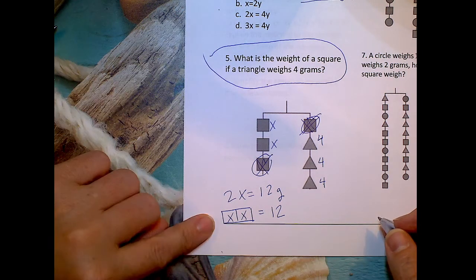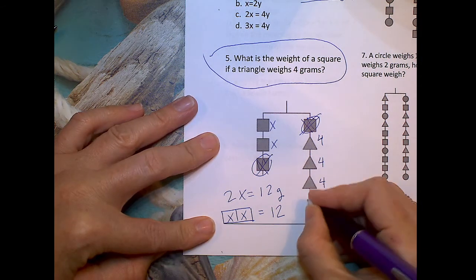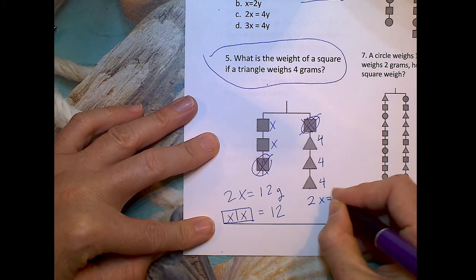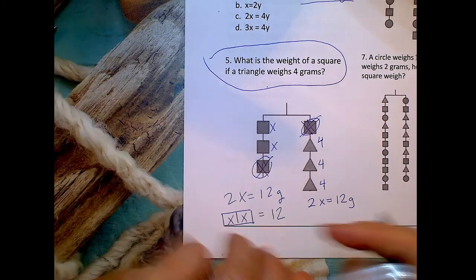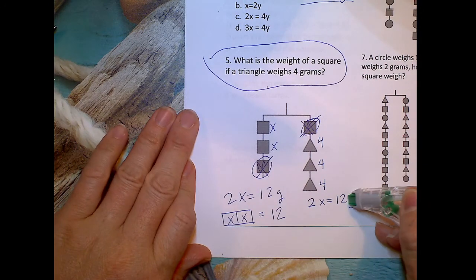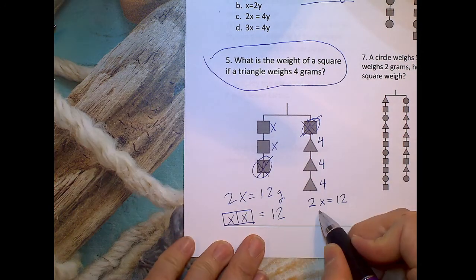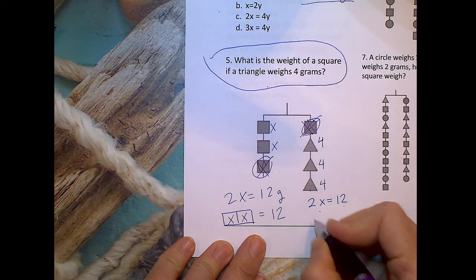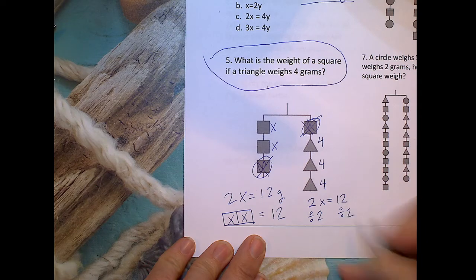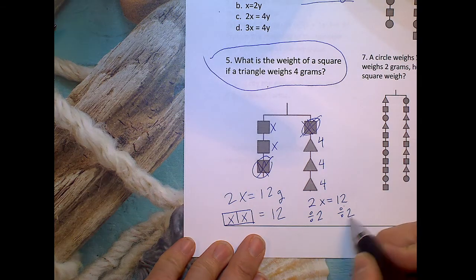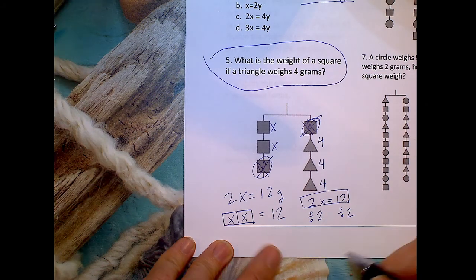Now, I've showed you how to do this with a tape diagram in the previous lesson, but now I'm going to show you an even easier way that's going to help you as the problems get harder and harder. I put the G for grams, but let's get rid of the units for a second. 2x equals 12. Remember I said you could divide both sides by the same number? So I'm going to divide this equation here by 2. Divide each side by 2.